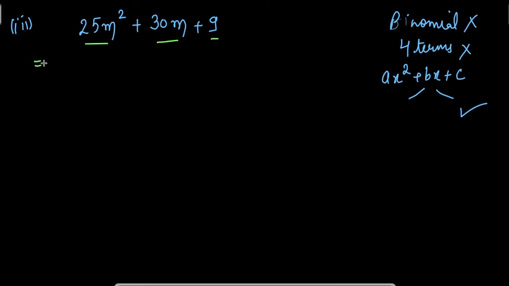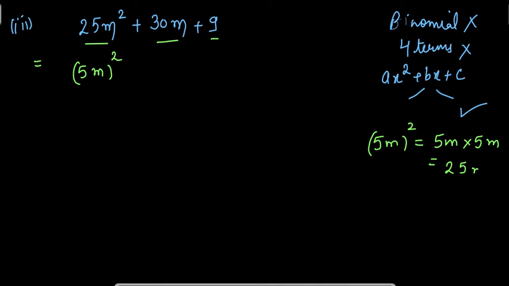How can I write my first term? 25m square is 5m whole square, because if I expand 5m whole square, it means 5m into 5m, which is equal to 5 5s are 25, m into m gives me m square, right?